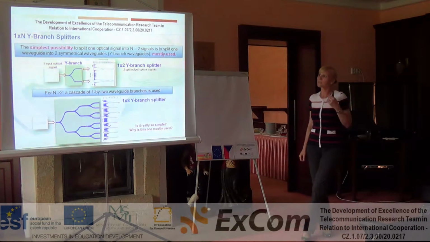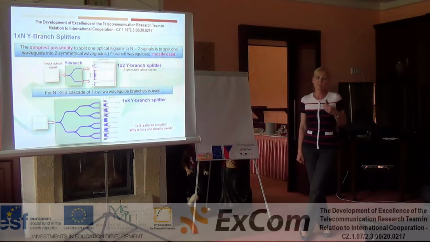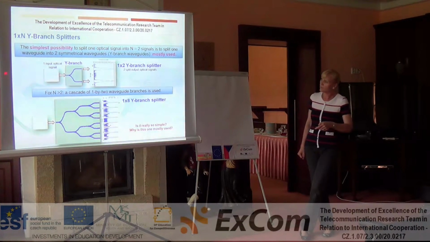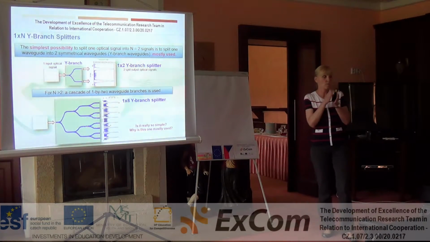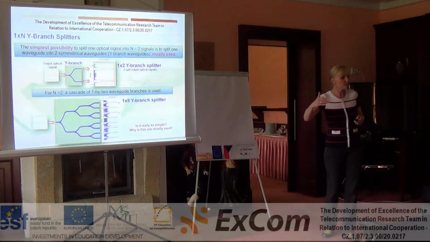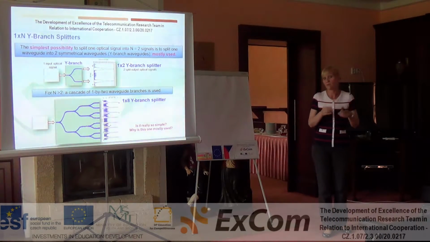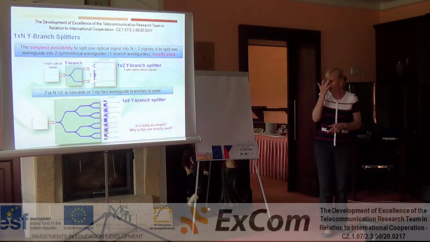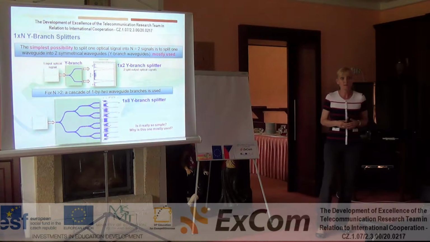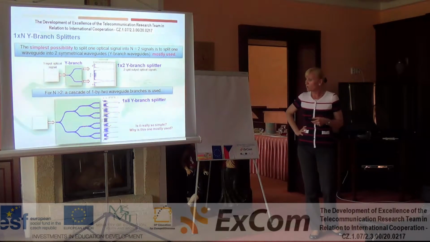Somewhere I read that this is the simplest possibility to split one optical signal into two signals, and it is mostly used. You see it here, it's really simple because you just have one waveguide and you split it into two waveguides and you get a splitting. When you want to split the signal into more optical signals, you use a cascade of 1/2 splitters. So you see this is 1/2, and then again 1/2 and 1/2 and so on. So the question is, is it really so simple? And if not, why is it mostly used in optical data transmission?